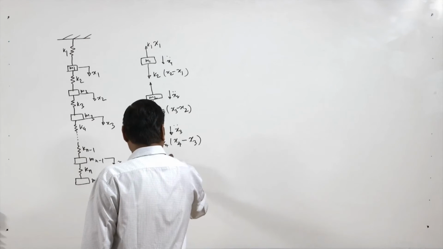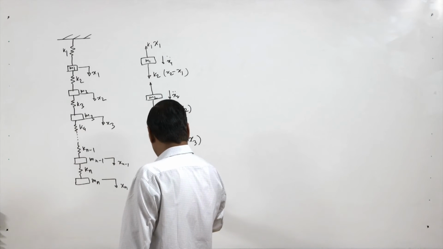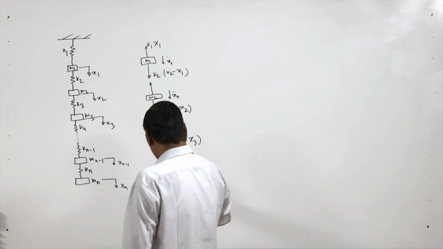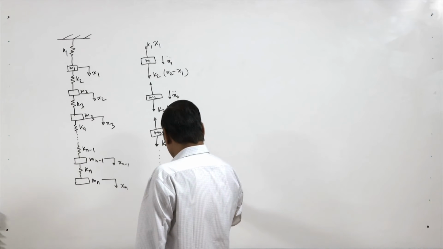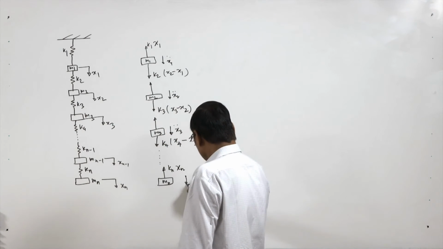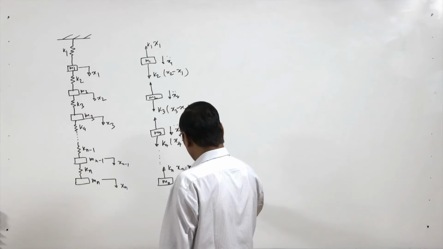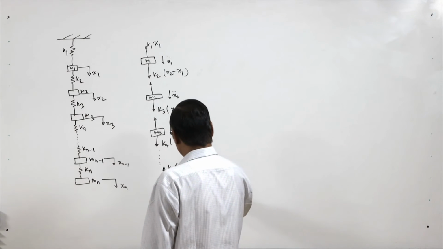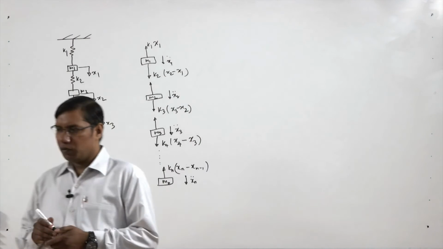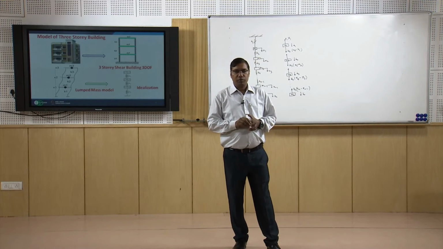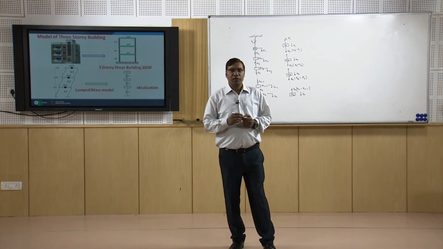Now we have this last spring, so here we will have mn, kn (xn minus xn minus 1). So now the free body diagrams of all the systems from M1 to Mn have been shown. Now we will apply Newton's law to write the equations.